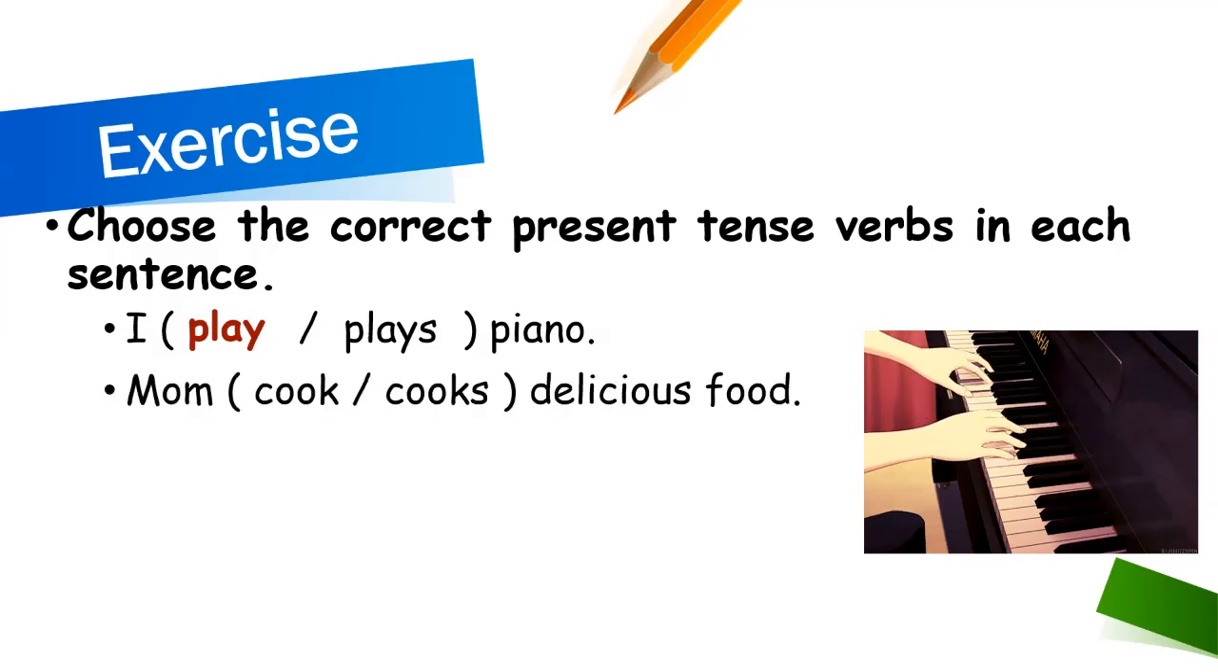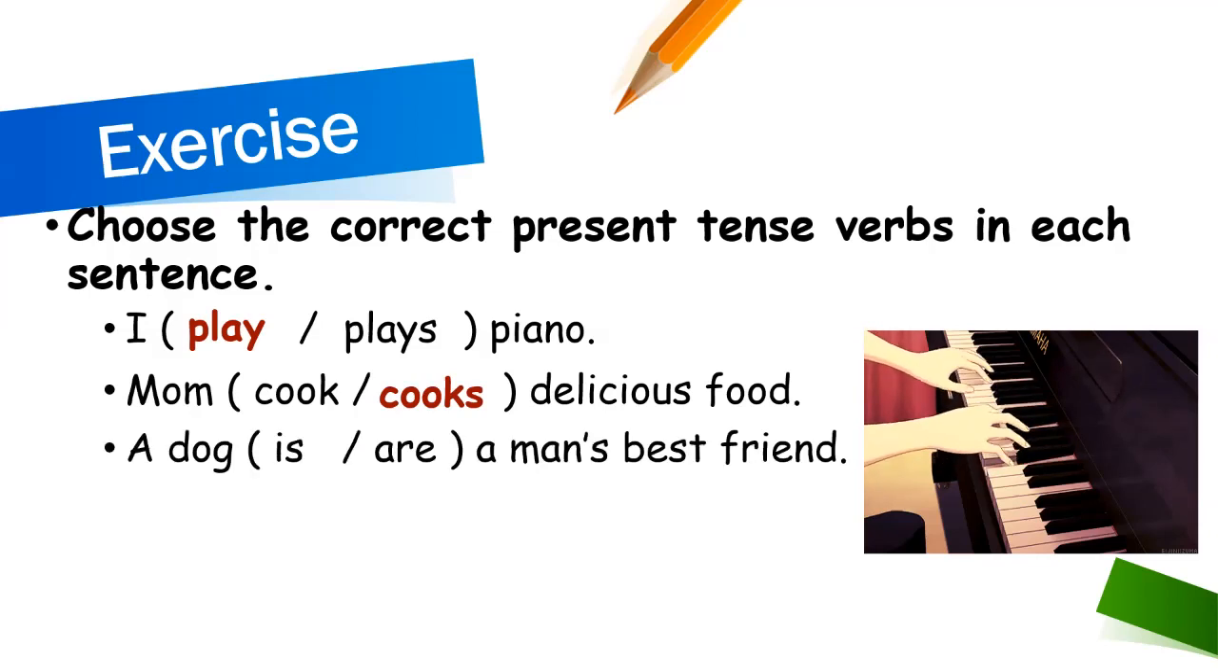Mom dash delicious food. The options given to you are cook or cooks. So mom is a person, right? It's a name of a person. So what do we use with it? Yes, we add an s to it. Excellent, children. So mom cooks delicious food.